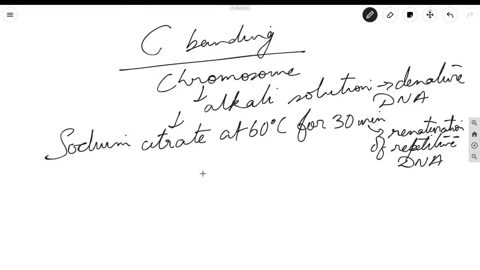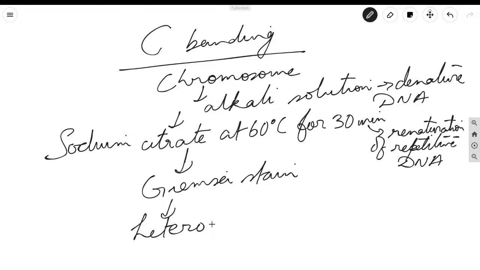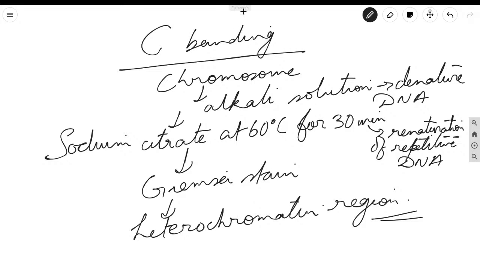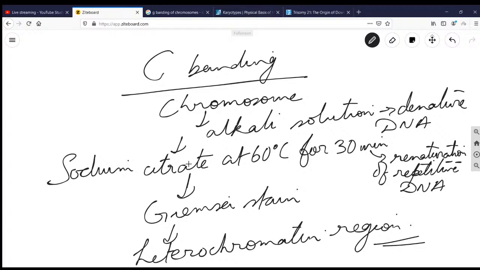Then it will be stained with Giemsa. Then you can get the heterochromatin region easily. Whatever has renatured will be stained and will be dark, so the heterochromatin region will be seen. So this is your centromere banding pattern, or simply C banding pattern. So this will cover all your banding techniques.